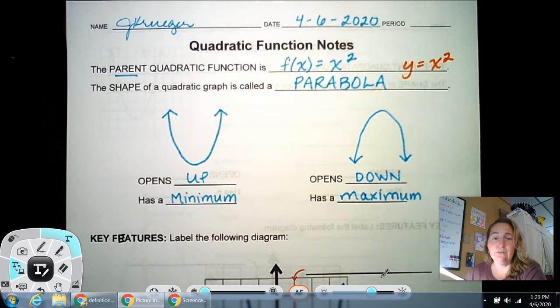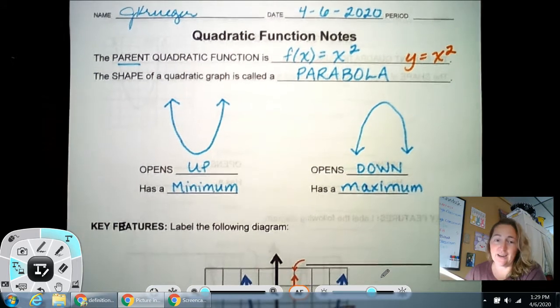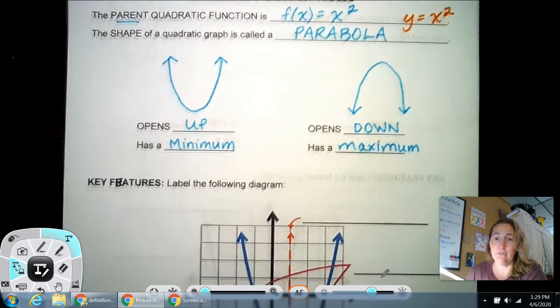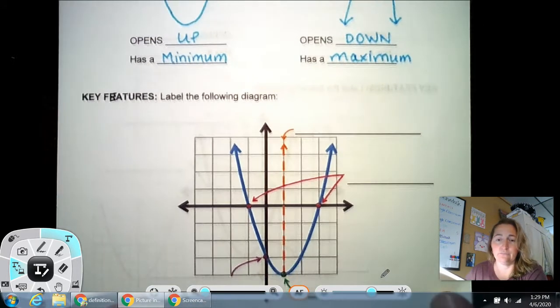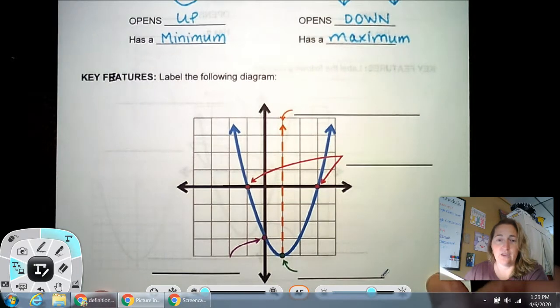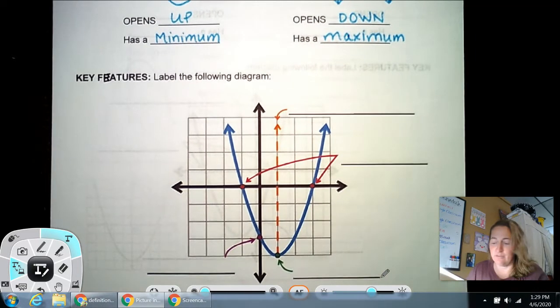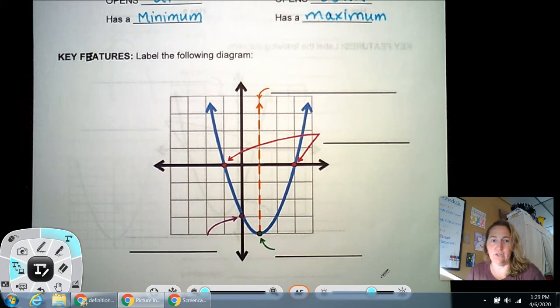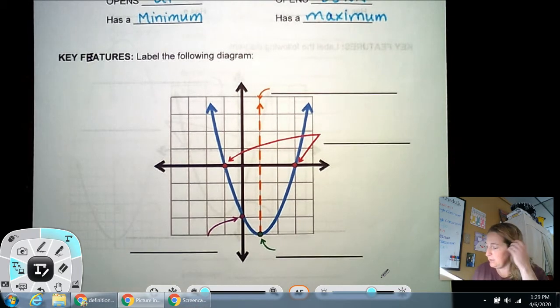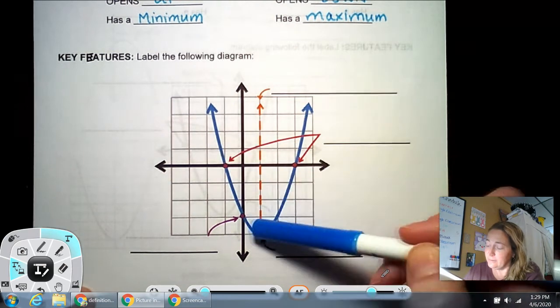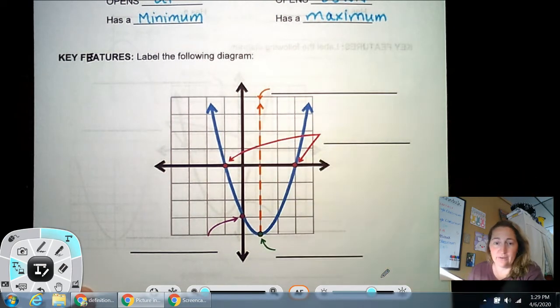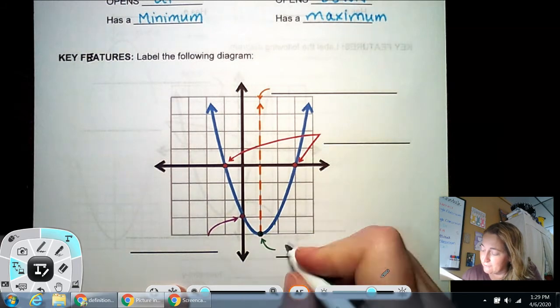So what I want to do is take a look at this diagram, and we're going to label those key features that you're going to see on almost every quadratic function graph that you're going to look at. Okay. So this blue graph, that's our parabola, and there's a lot going on here. Okay. I'm going to start with this green point down at the bottom. This green point down at the bottom is our vertex.